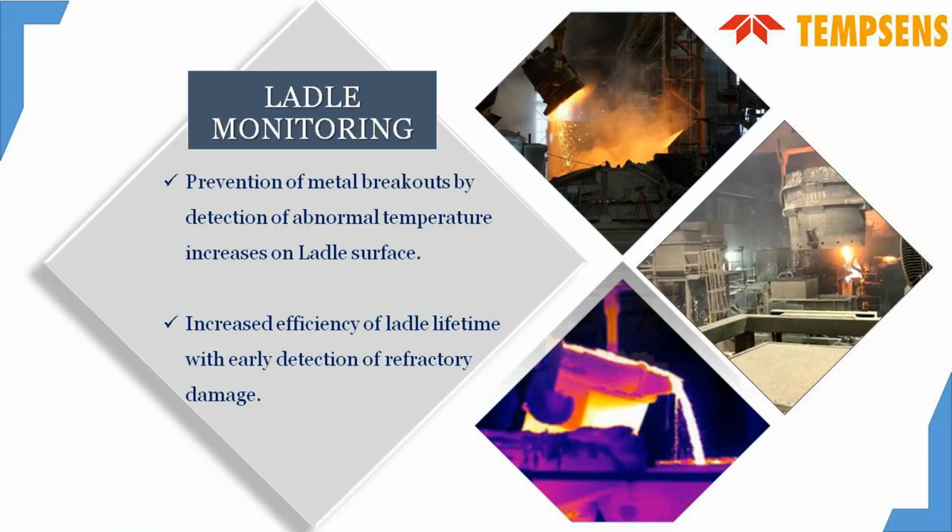Ladle monitoring. Basically, in the steel industry, ladles are used for transporting hot material. The goal is prevention of metal breakout by detecting abnormal temperature increases on the ladle. Checking the surface temperature of the outer lining of the ladle is very important, because whenever the insulation is poor, the heat dissipation increases, and eventually the metal can also go out through the surface. So you have to regularly check the health of the ladle surface to check the insulation.